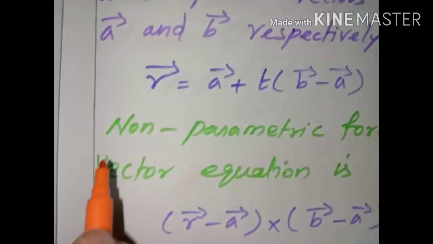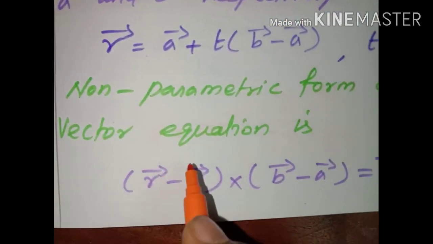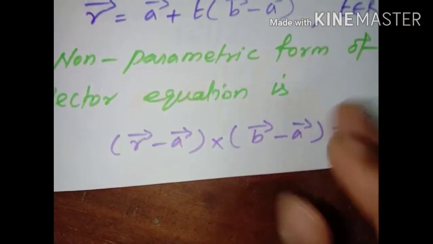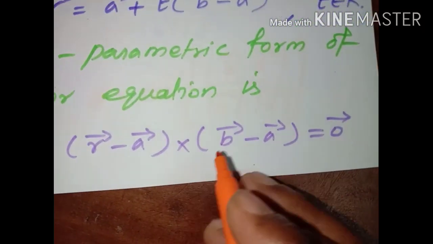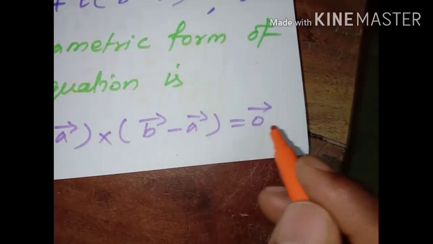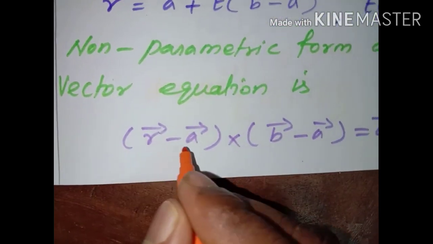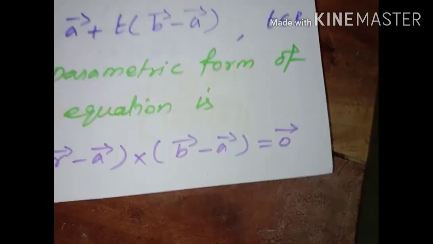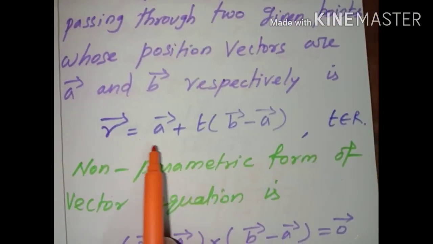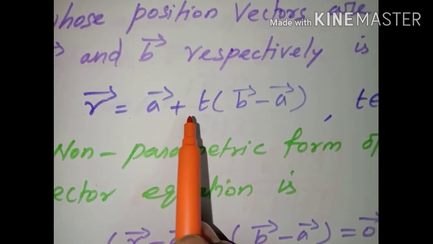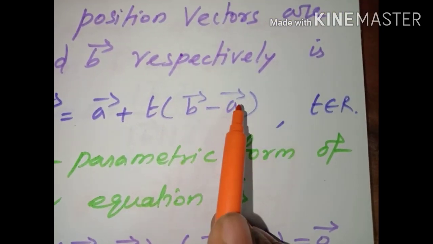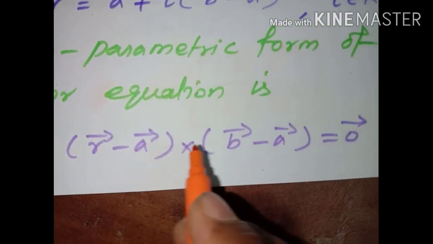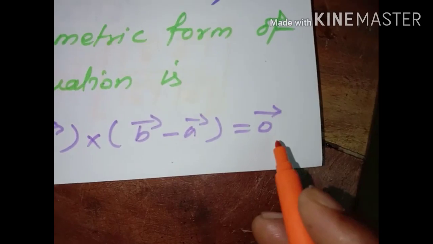Now the next one, the non-parametric form of the vector equation. The non-parametric form is (r vector minus a vector) cross (b vector minus a vector) equal to 0 vector. The parametric equation is r vector equal to a vector plus t into (b vector minus a vector), and the non-parametric equation is (r vector minus a vector) cross (b vector minus a vector) equal to 0 vector.